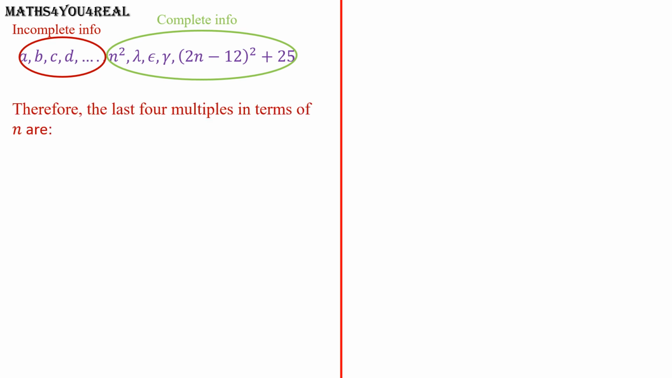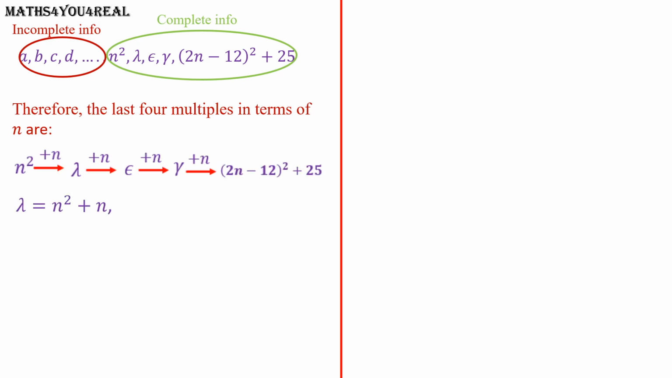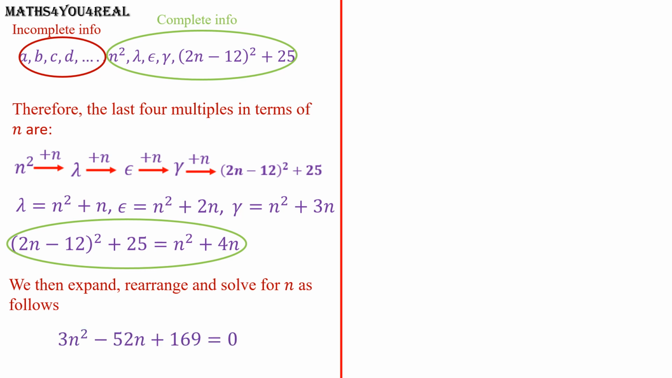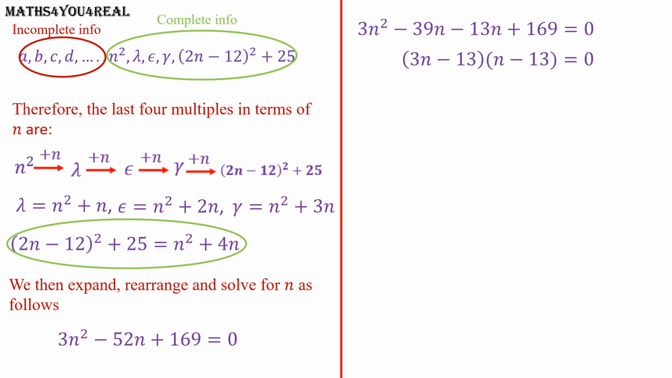Therefore, the last 4 multiples, in terms of n are the last multiple is a quadratic equation in n. We then expand, rearrange, and solve for n as follows. Therefore, n equals 13, or 13 over 3.